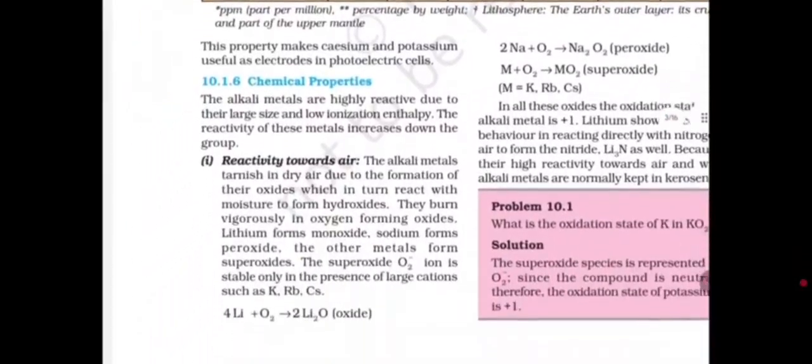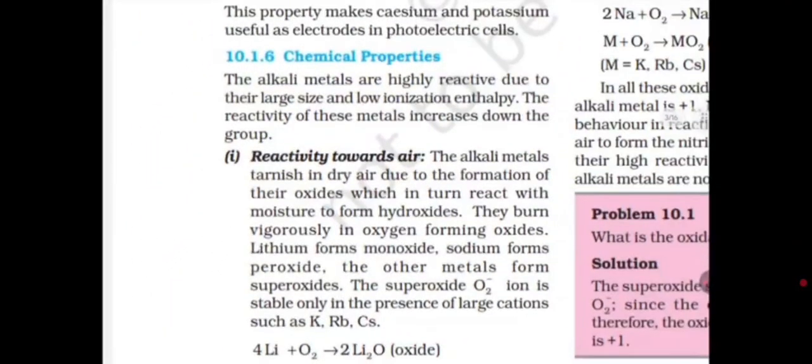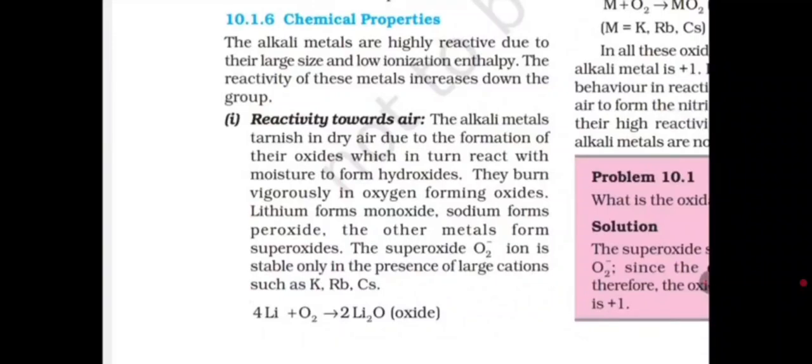Okay, now next. This property makes cesium and potassium useful as electrodes in photoelectric cells. Next we have the topic chemical properties. The alkali metals are highly reactive due to their large size and low ionization enthalpy. The reactivity of these metals increases down the group.